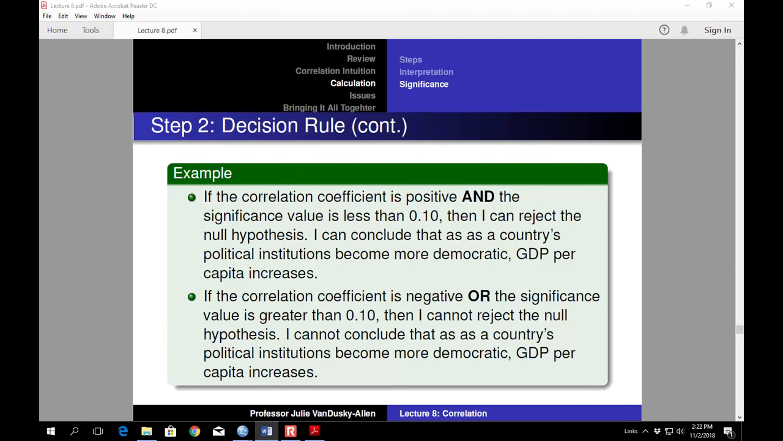Applying this to our example, we have, if the correlation coefficient is positive and the significance value is less than 0.1, then I can reject the null hypothesis. I can conclude that as a country's political institutions become more democratic, GDP per capita increases. If the correlation coefficient is negative or the significance value is greater than 0.1, then I cannot reject the null hypothesis. I cannot conclude that as a country's political institutions become more democratic, GDP per capita increases.